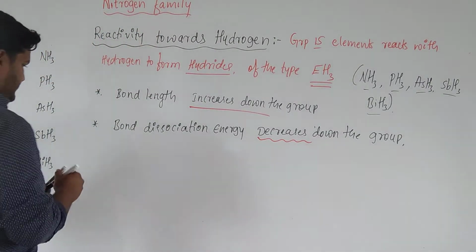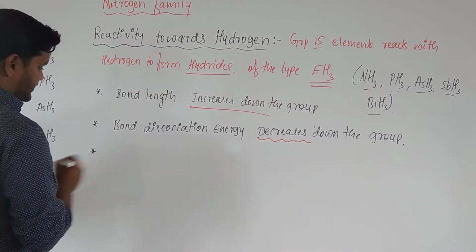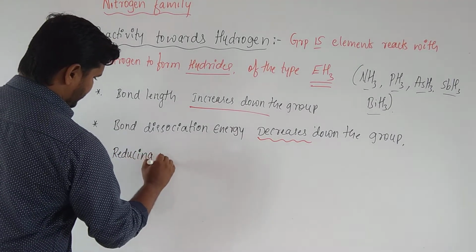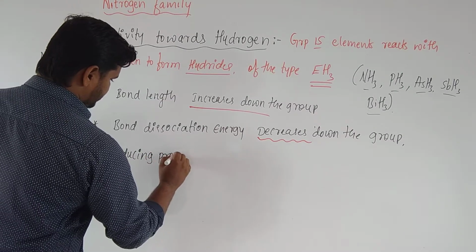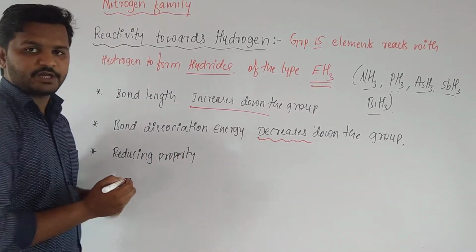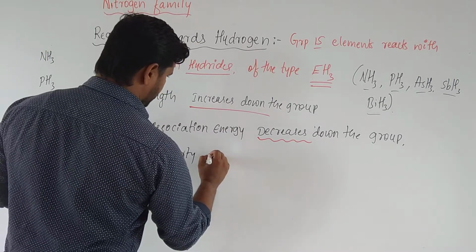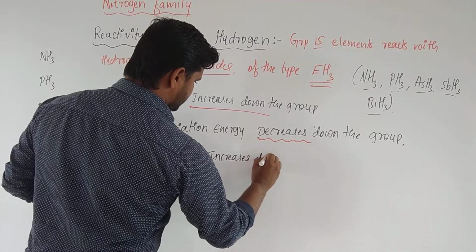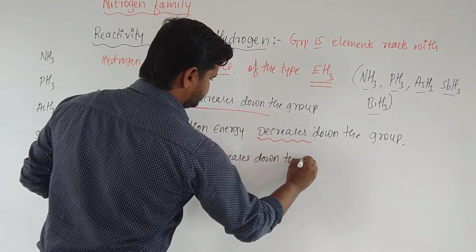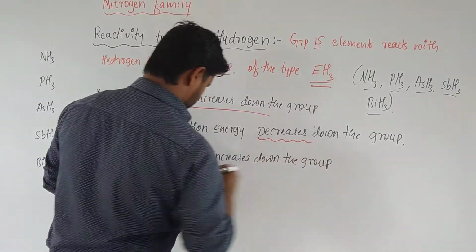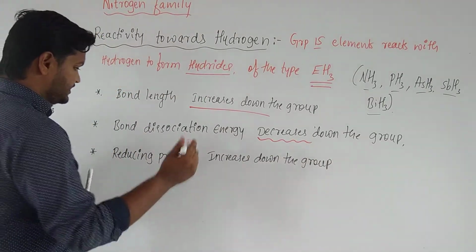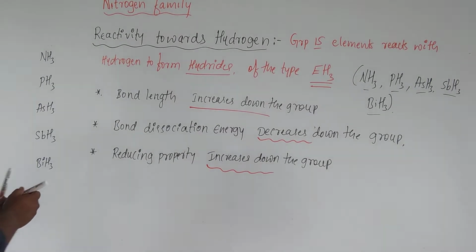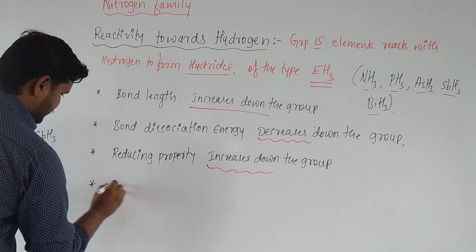Next, third one, reducing character or reducing property. Reducing property increases down the group. Yes, students, reducing property increases down the group. And next one, basicity.